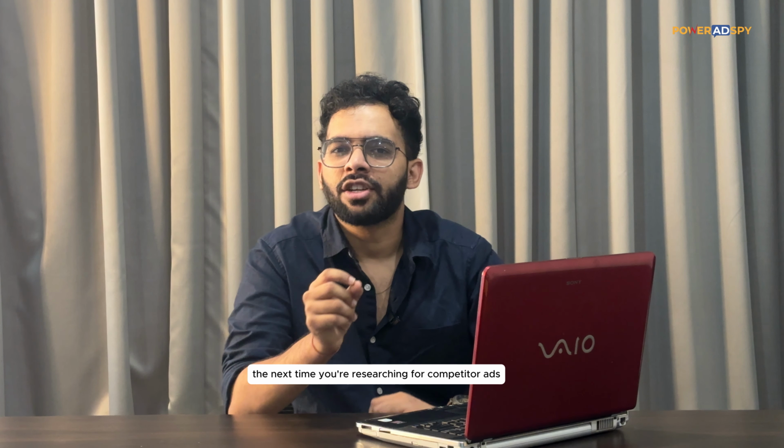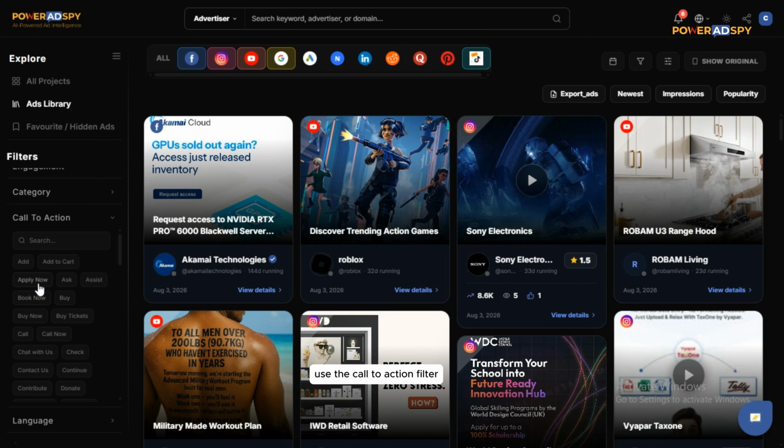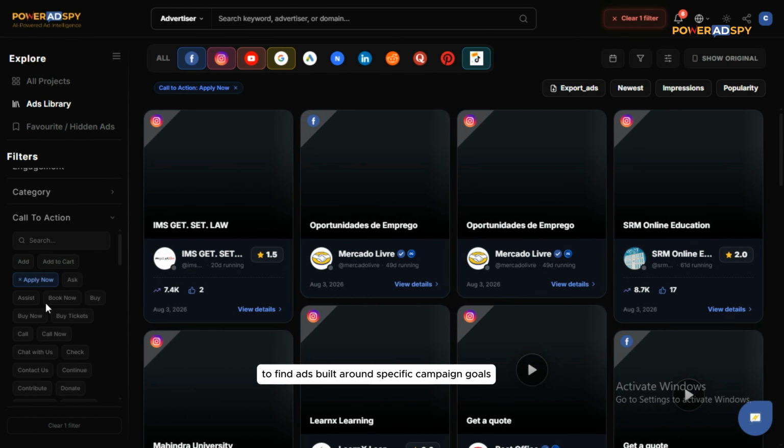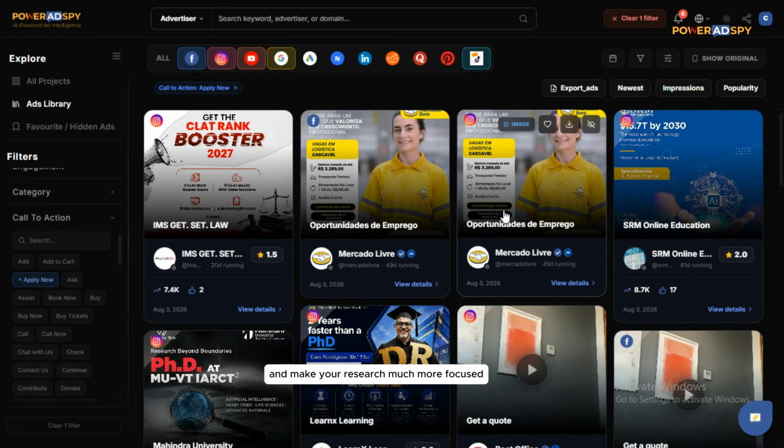The next time you are researching for competitor ads, don't just look at the creative. Use the call to action filter in PowerAdSpy to find ads built around specific campaign goals and make your research much more focused.